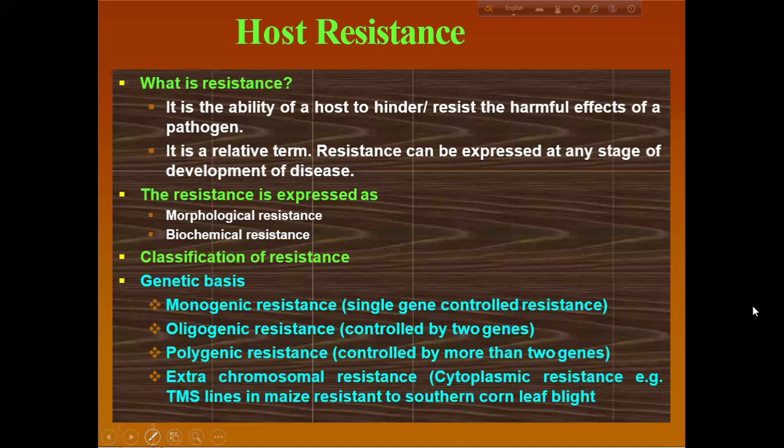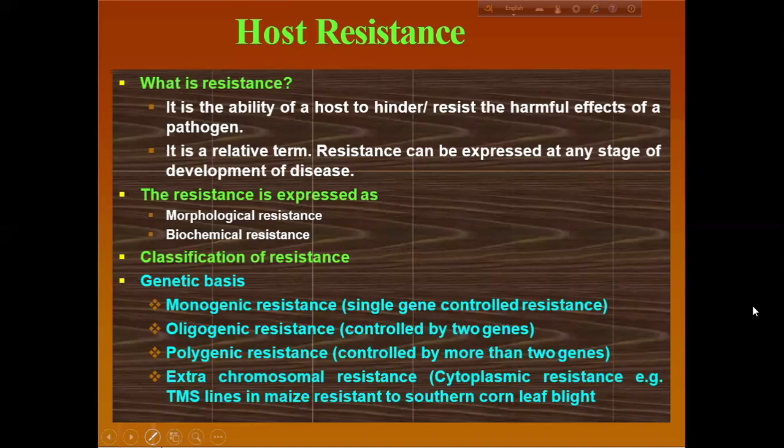And on the other hand, when the plant is attacked by a number of pathogens or exposed to a number of biotic and abiotic threats, then there will be some changes in the metabolic process of the plant. And because of the changes of metabolism, the plant will produce some chemicals inside the plant. Those chemicals are toxic for the pathogen invading the plant. Those chemicals can kill the pathogen. You understand? So these are biochemical resistance.